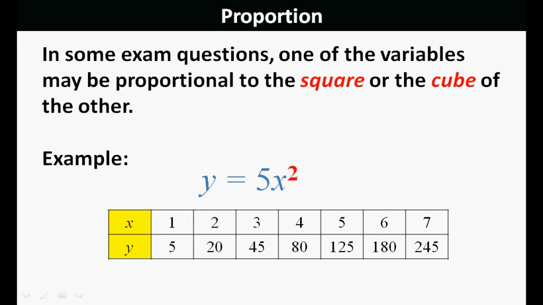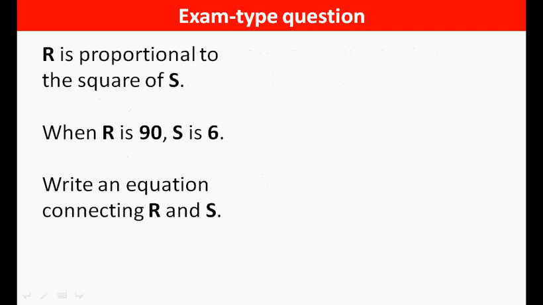So here's an exam type question. R is proportional to the square of S. When R is 90, S is 6. Write an equation connecting R and S.